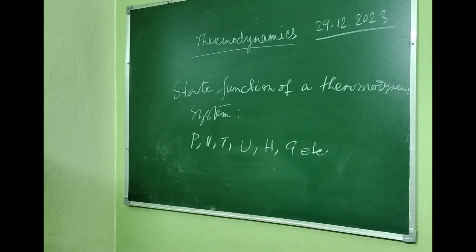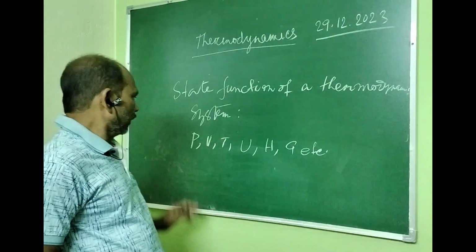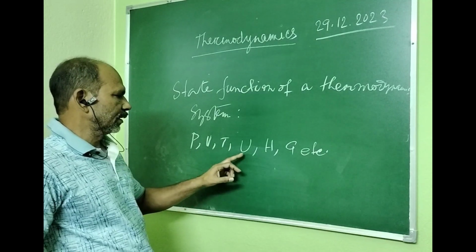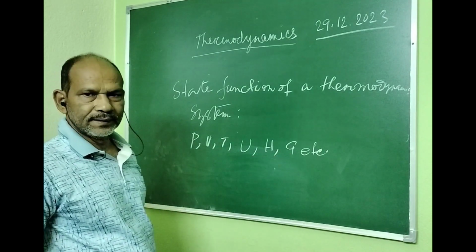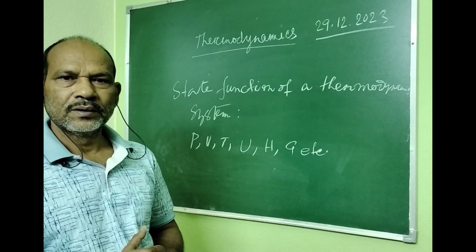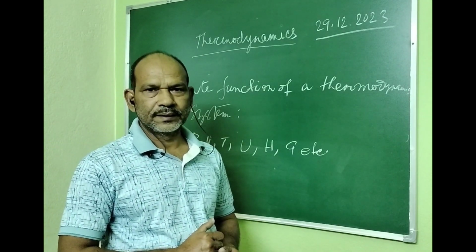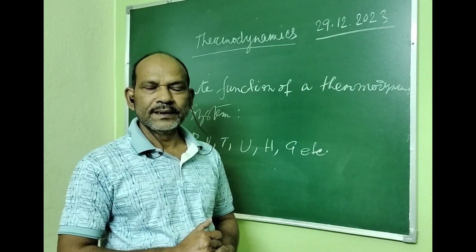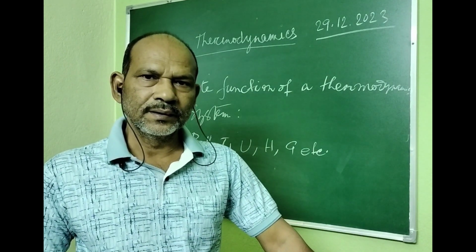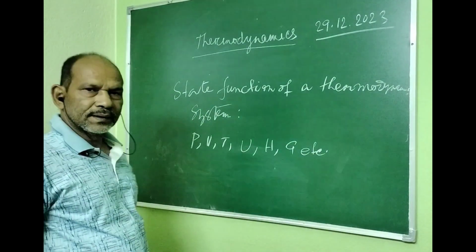Now I will discuss what is a state function of a thermodynamic system. The properties, suppose the pressure of the system, volume, temperature, entropy, enthalpy, free energy, these variables do not depend on the path on which the change occurs, but depend only on the initial and final state of the system. So these are called state functions of a thermodynamic system.